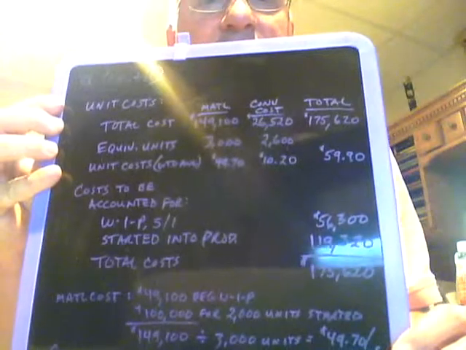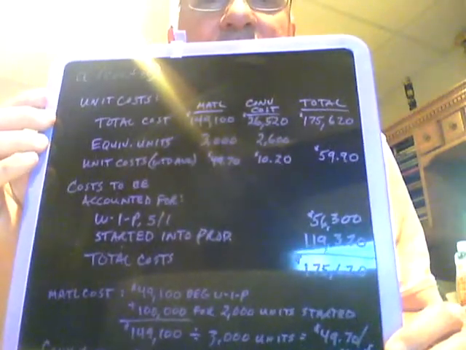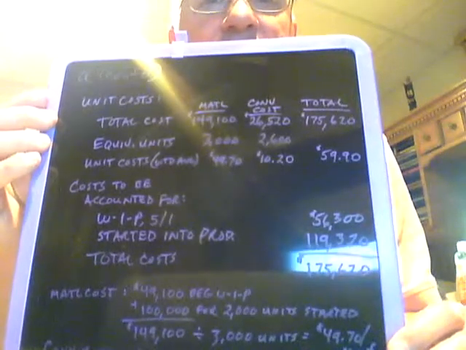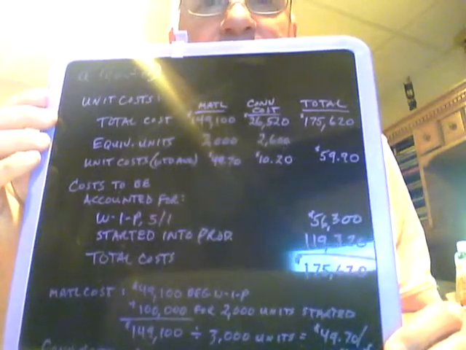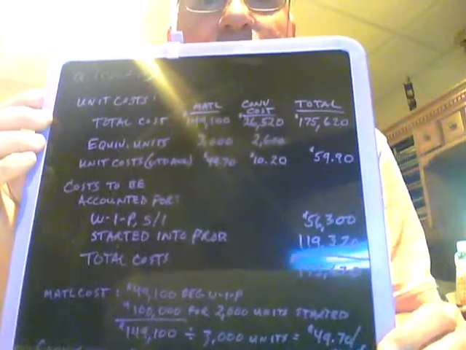Then what we want to do is compute the unit cost. For materials, we need to take the 149,100, divide by the equivalent units of 3,000. That gives us a unit cost weighted average of 49.70.